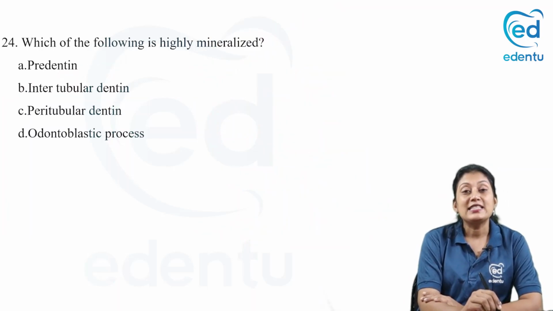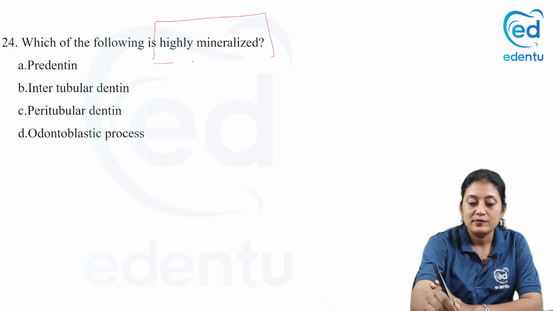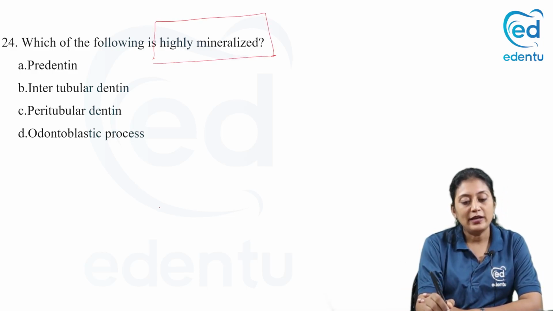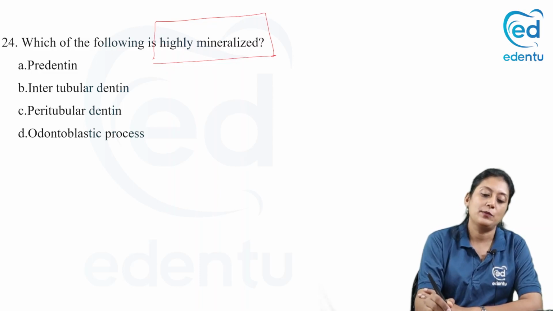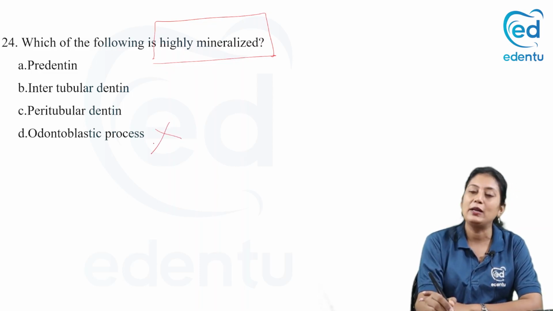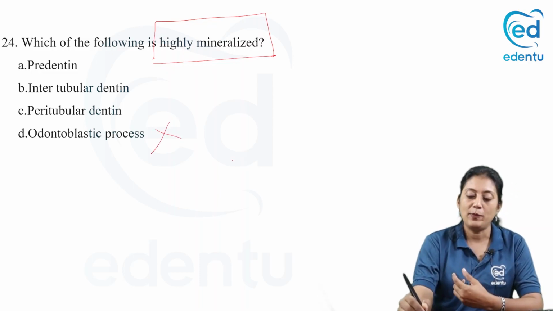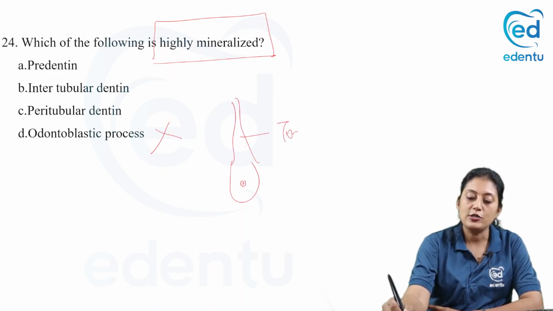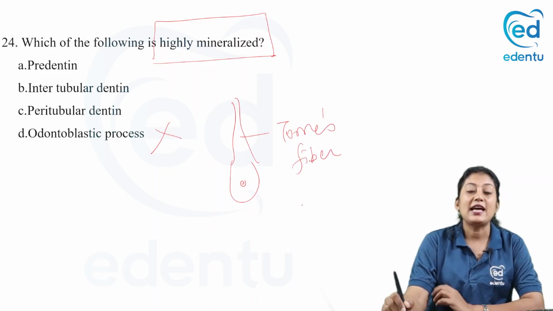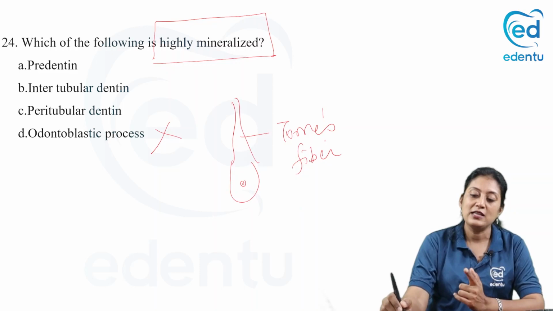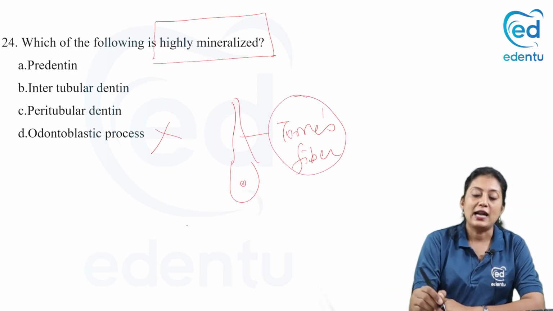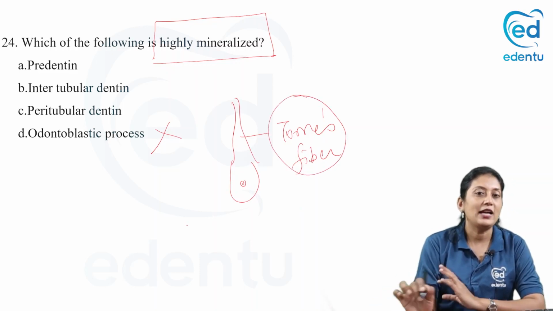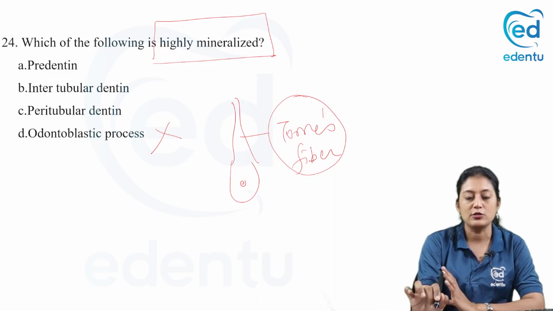Which of the following is highly mineralized? Predentin, intertubular dentin, peritubular dentin, odontoblastic process. The odontoblastic process does not have any mineral content. It is only a cytoplasmic extension of the odontoblast, that's all. It is otherwise called Tomes fiber. Please remember, Tomes process is the cytoplasmic extension of the ameloblast, whereas Tomes fiber is another name for the odontoblastic process. So that is not at all mineralized, and that option is gone.